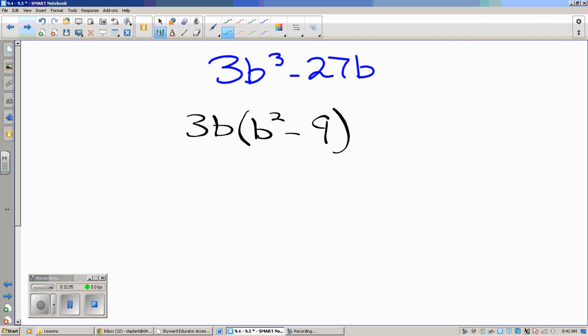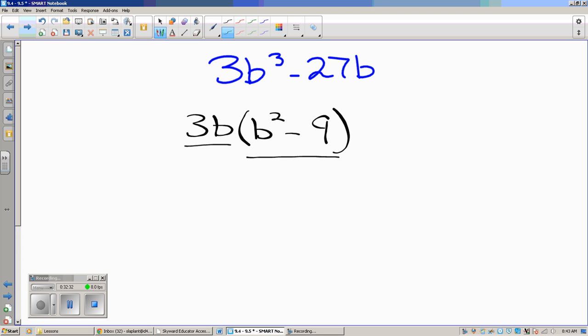Okay, and then when you think you're done, you're going to ask yourself one more question. Can I factor anything else? Can I factor anything else out of this side? Can I factor anything out of this part? Yes. And when you do this, you ask yourself again, is this the difference of 2 perfect squares?